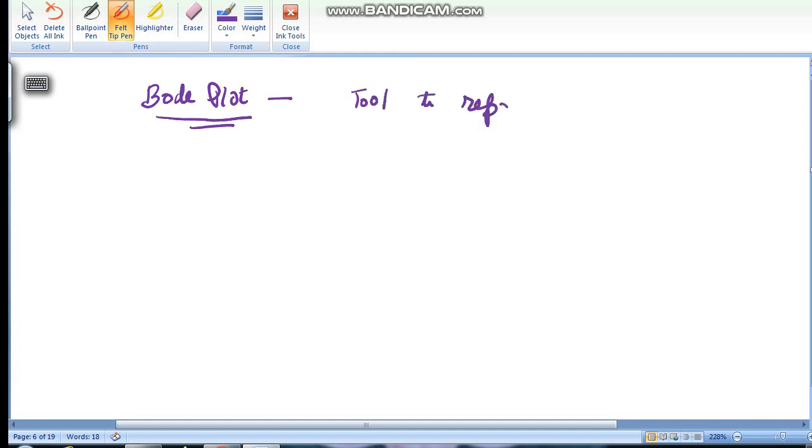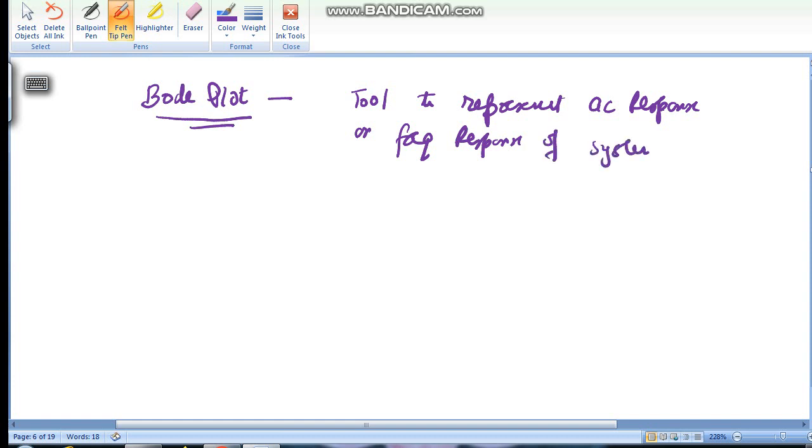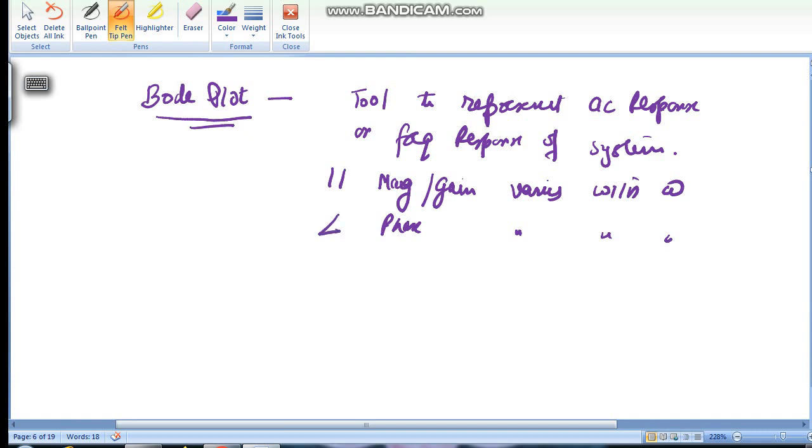to represent AC response, or you can say frequency response of a system. It means how magnitude or gain varies with frequency, say omega, and how phase varies with omega, magnitude and phase.